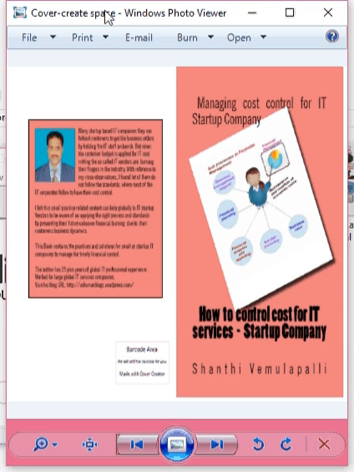I'm going to give a brief description of the book I wrote on how to control cost for IT services, a startup company, which is useful for managing cost control for IT startup companies. Now let us go through the charts I covered, and I will show the charts through this video so that you will come to know what the content contains.